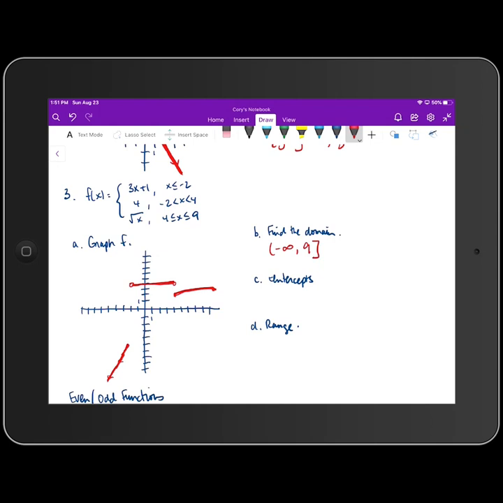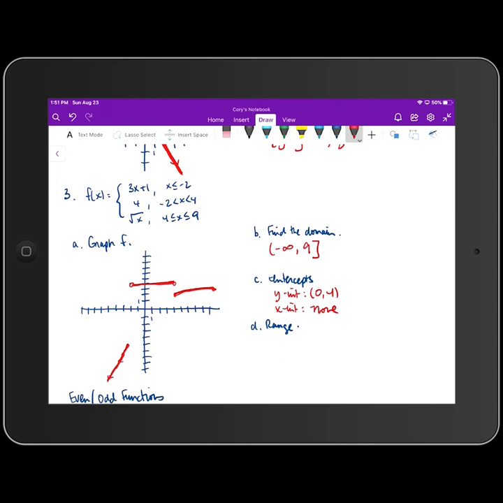Okay, the intercepts. The only intercept that we have here is a y-intercept, which occurs at the point 0, 4. There are no x-intercepts for the graph. That graph is not going to touch or cross the x-axis.